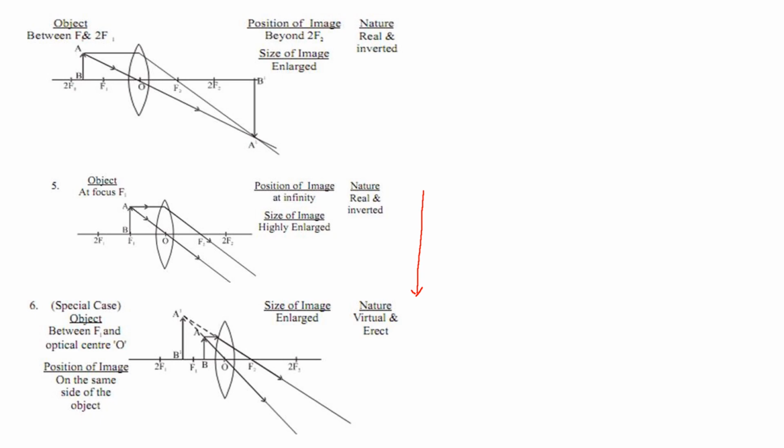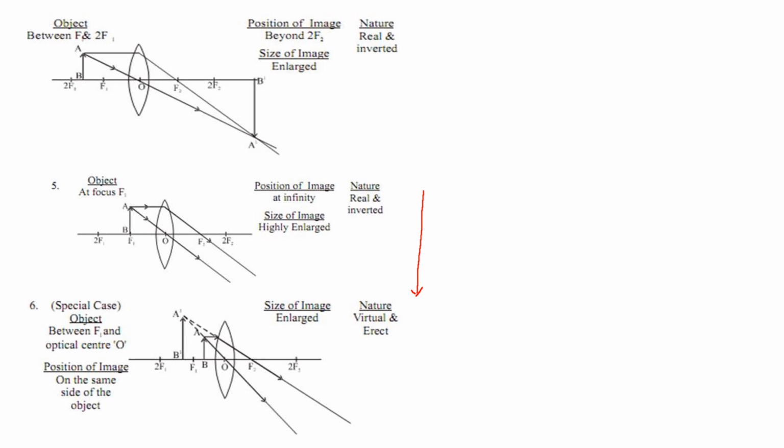Let's see the last case. The last case is a very important case, children. Here this is quite a different special case where the object is kept between F1 and O. The object is between the focus 1 and the optical center. We have kept an object here, right?